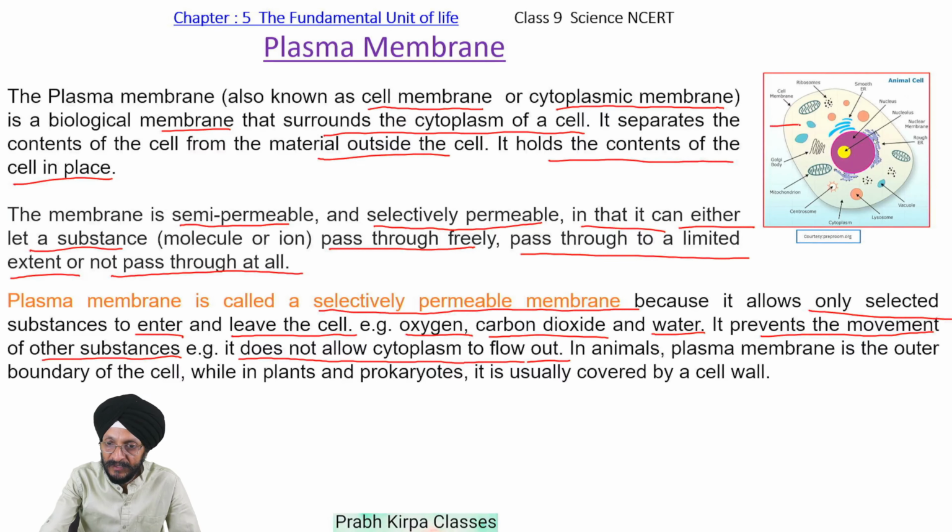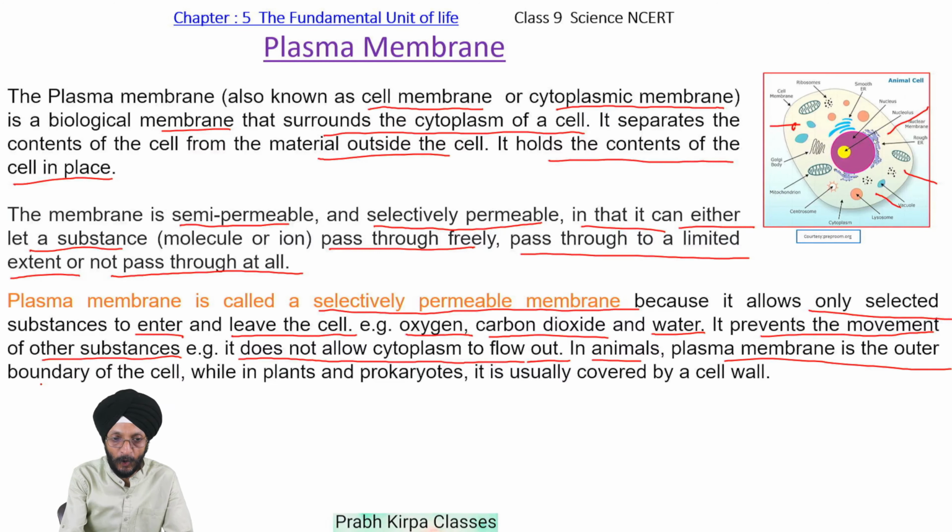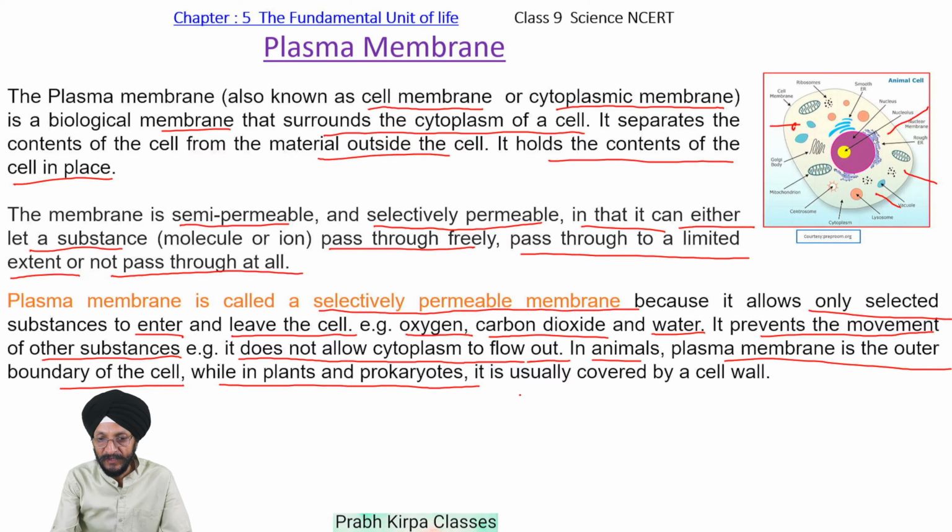You see, this is the cytoplasm. This color is cytoplasm. This is all cytoplasm. This is the fluid which is found inside the cell. So plasma membrane does not allow the gel-like fluid, that is cytoplasm, to go outside the cell. In case of animal cells, plasma membrane is the outer boundary of the cell, while in the case of plants and prokaryotes, the outer covering is cell wall. Plasma membrane is found inside the cell wall.